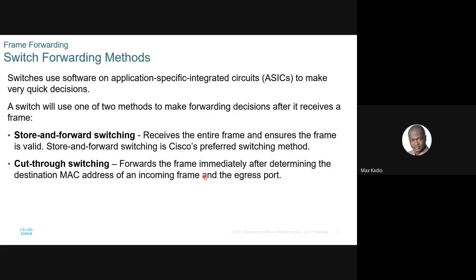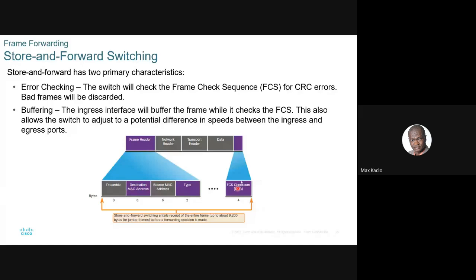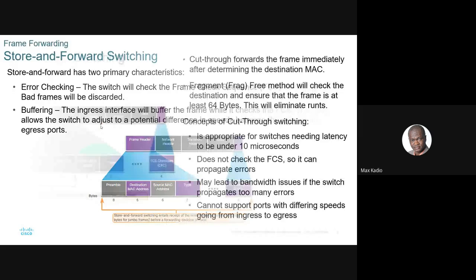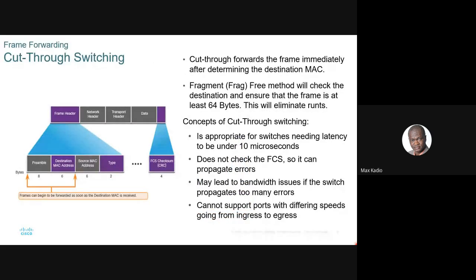Okay, so this one you can still check. Then we're going to explain more in store and forward. It checks everything, error checking and so on. You have more explanation on cut through, we're going to explain what is checked before sending. So you see here, cut through forwards immediately after determining the destination MAC.